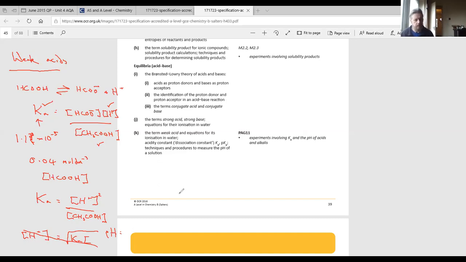I don't know what it was, but that's not necessarily right anyway. And the other thing is it suddenly changed from methanoic to ethanoic. There's no significance in that apart from me doing it by accident. There's another thing called pKa, but that's nothing to write home about really. It's just minus log Ka.